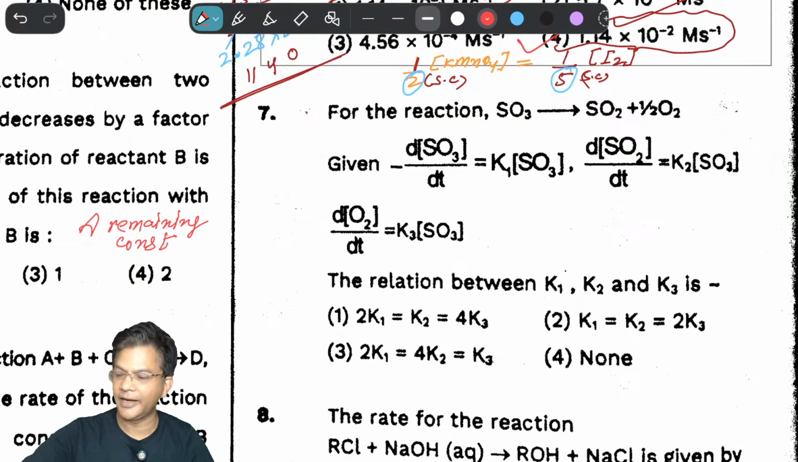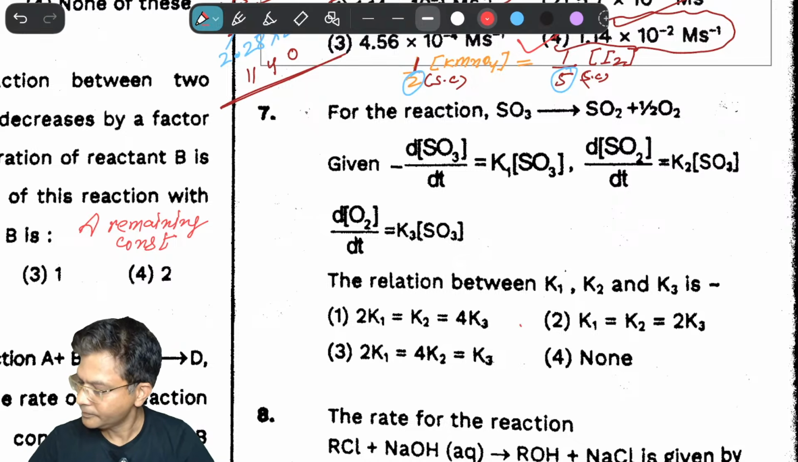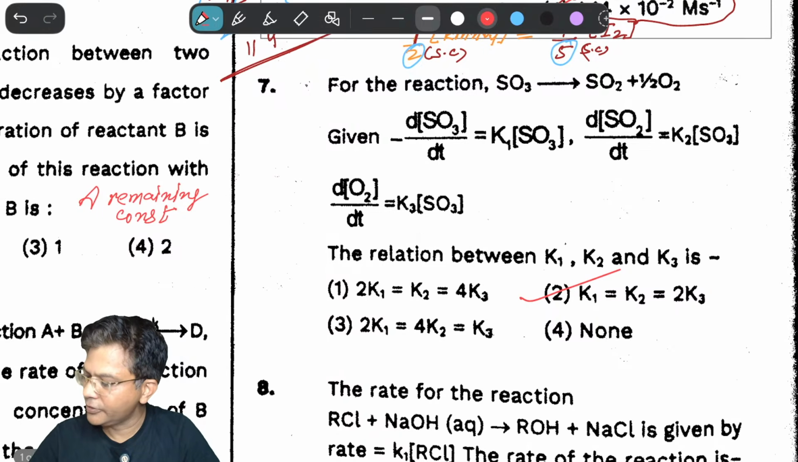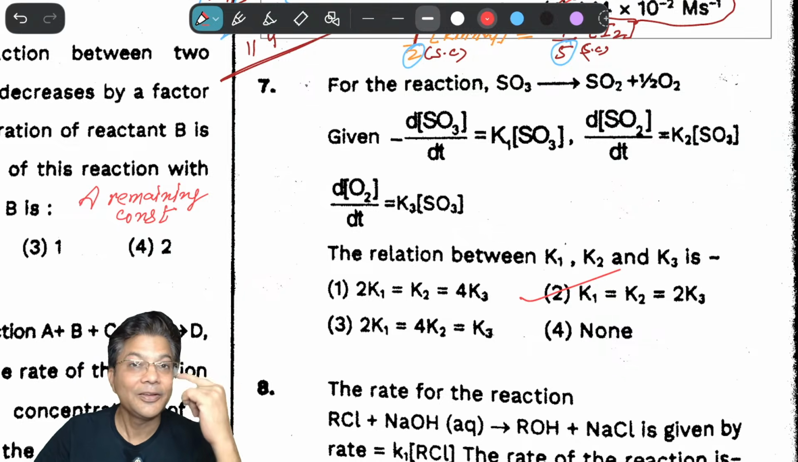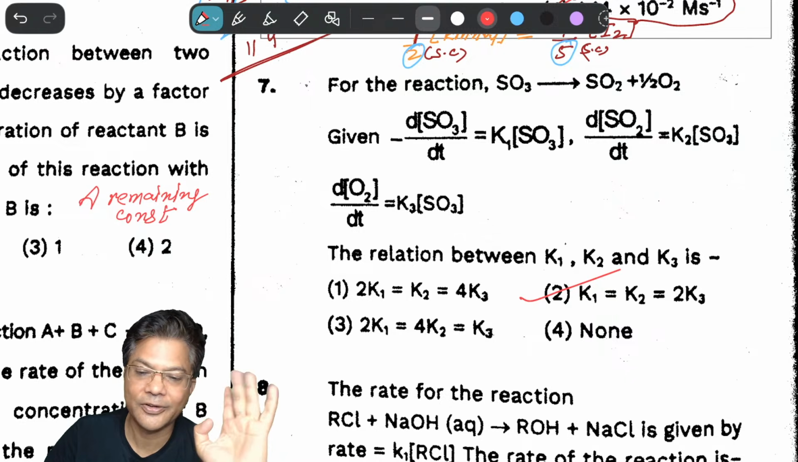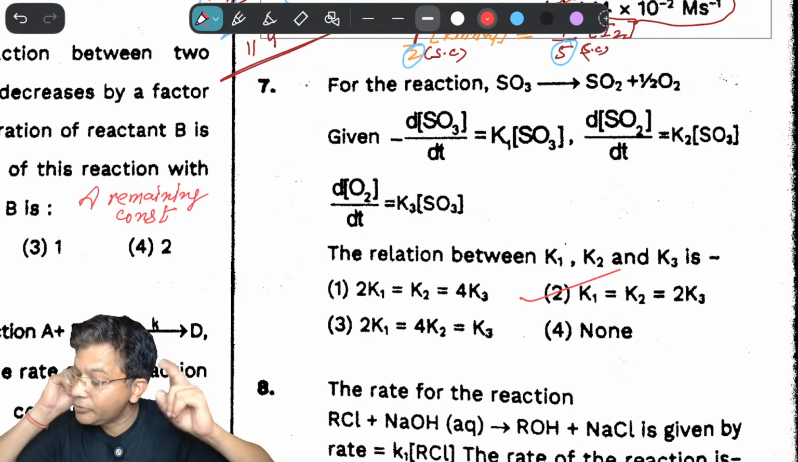Very good. Second is the correct answer. Now, how to do it? For the reaction SO3 to SO2 and half O2, you can see once again, how fast, who is getting decomposed maximum fast.